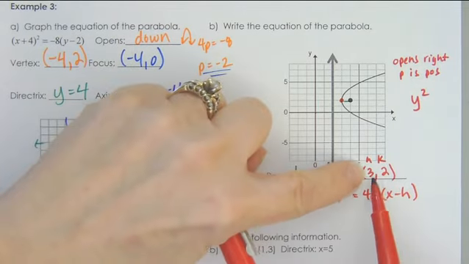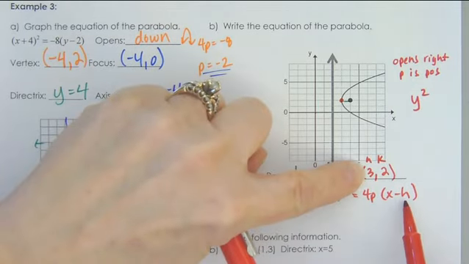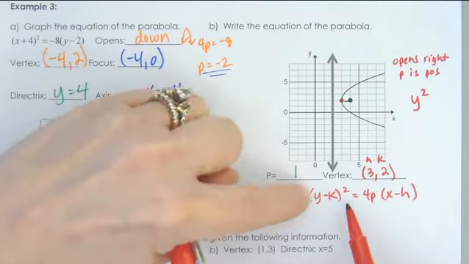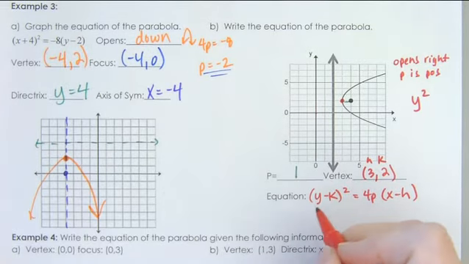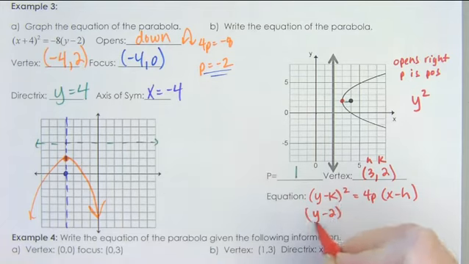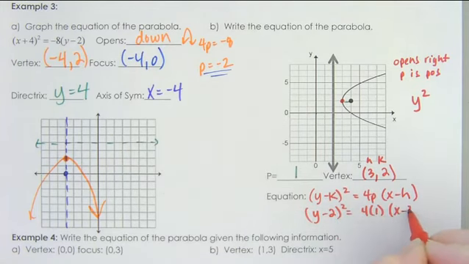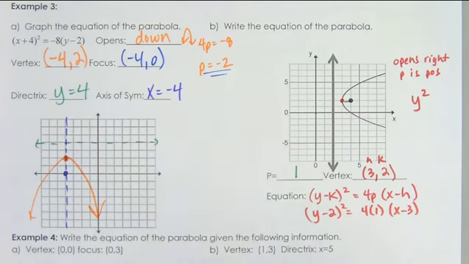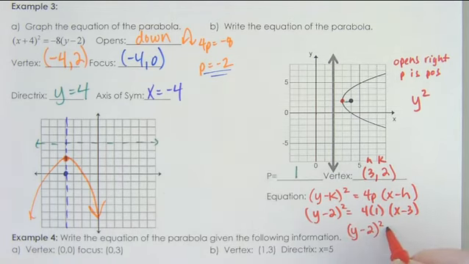The h is always with the x. The k is always with the y. So it's kind of backwards from what maybe you would think. So I've got (y - 2)² = 4 times 1 (x - 3). So just be careful that you don't get those mixed up. My final equation is (y - 2)² = 4(x - 3).